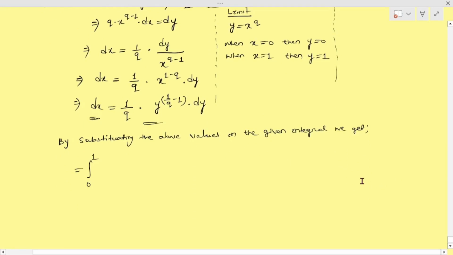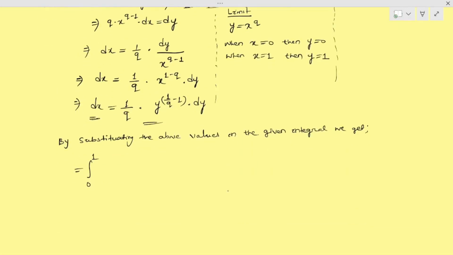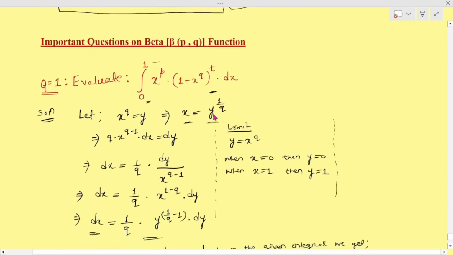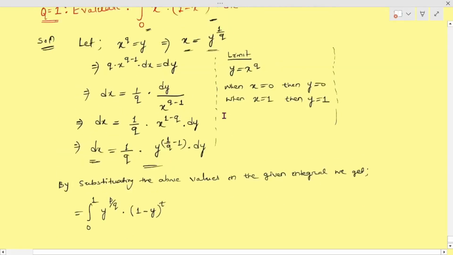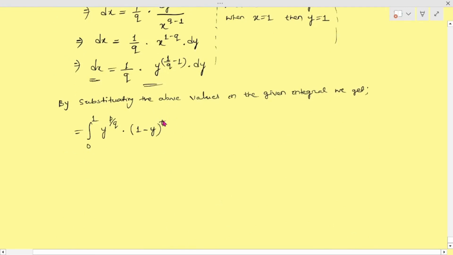Okay, here you can see instead of x we have to put y to the power 1 by q. Already p is there, so it will be y to the power p by q into 1 minus, here instead of x we have to put y to the power 1 by q. Already power q is there, so it will be y to the power 1. That means 1 minus y to the power t. t is there, so t will be written as such into dx.